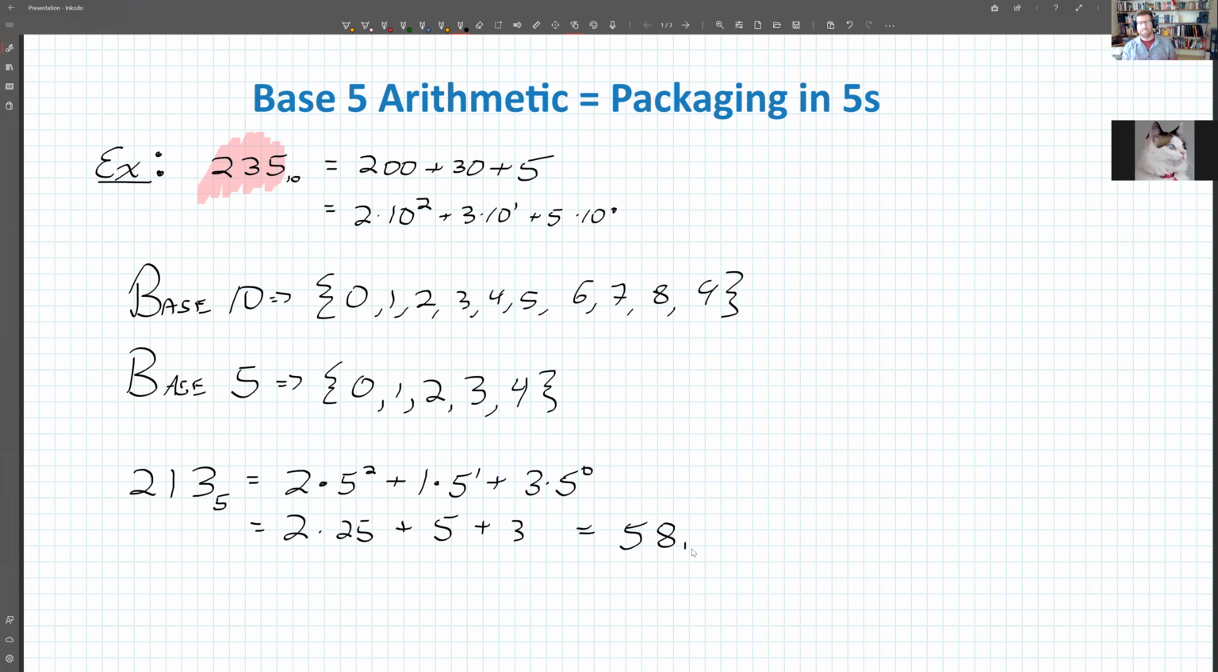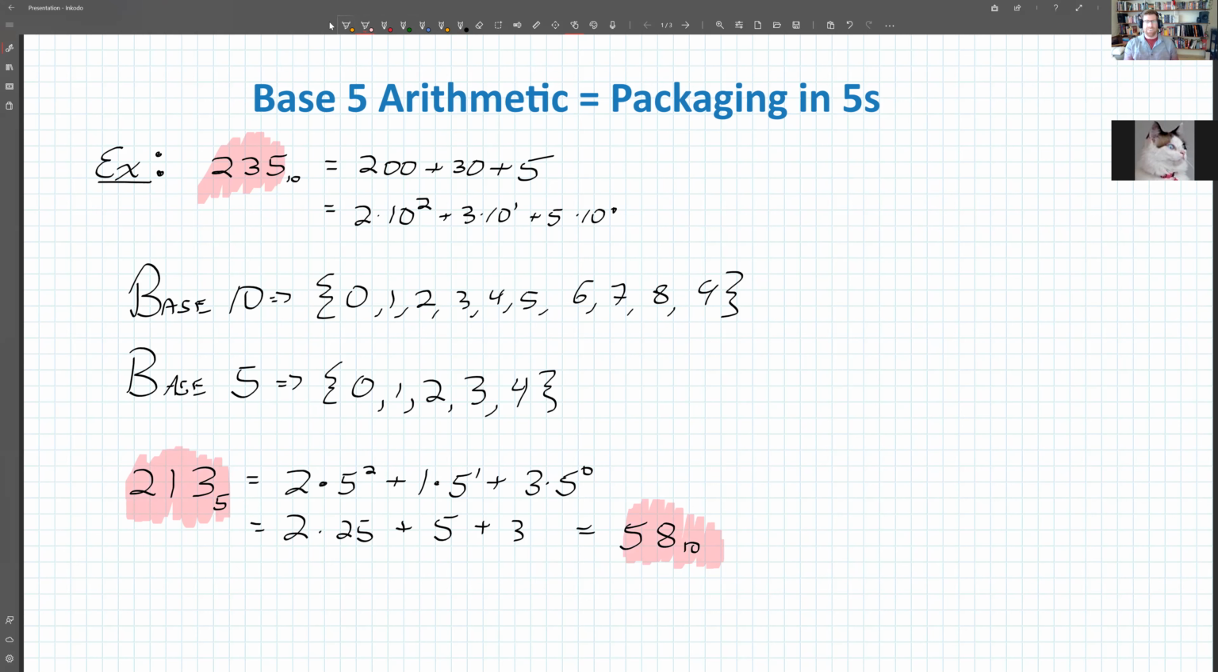right, in base 10. So remember, this is the same number of pips in our set, but the digital representation in base 5 is 213, but the digital representation in base 10 is 58, right? So same amount, very different ways to write them, right?